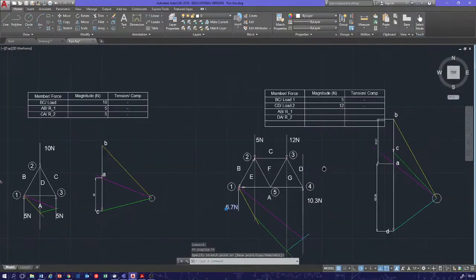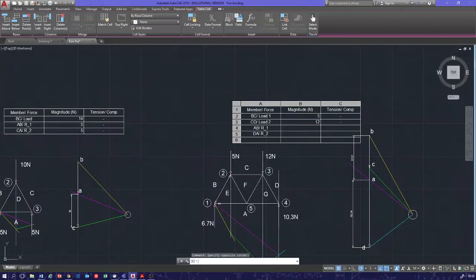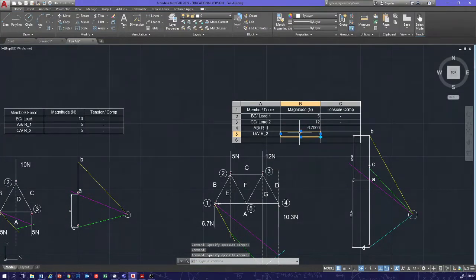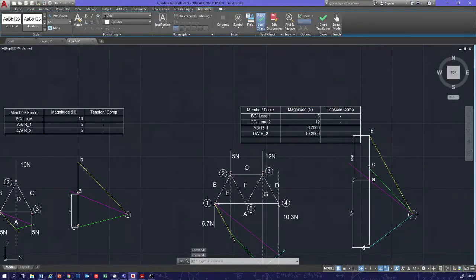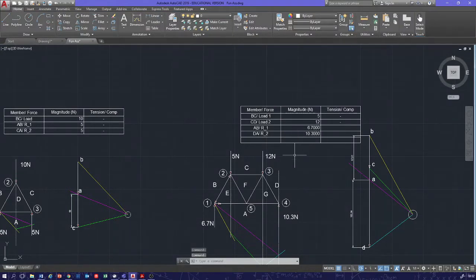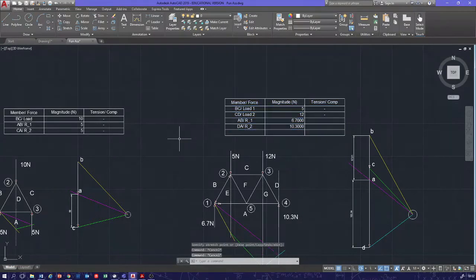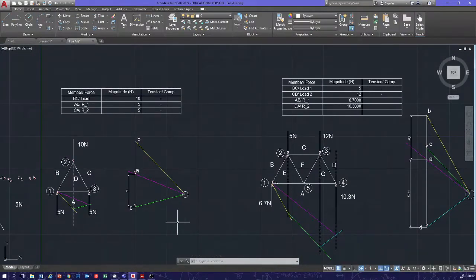Okay, so I'm just going to fill that in on my table. So AB is 6.7 and the other is 10.3. I don't know why it's putting in loads of zeros. There's obviously a setting somewhere. Never mind. Just move that out of the way there. Okay, so we found our reaction forces, and that's the purpose of the funicular diagram, to find the reaction forces.